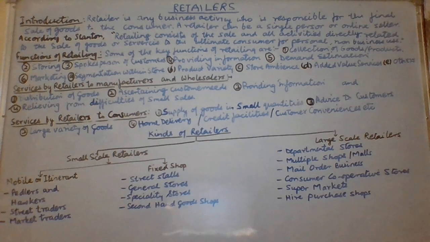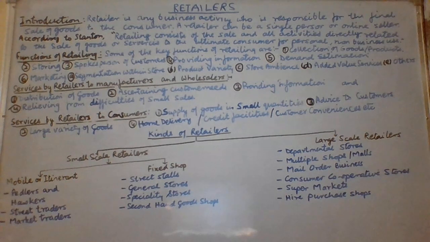Second is ascertaining customer needs. Retailers have direct contact with the customers. They help the wholesalers in ascertaining customer needs more accurately, because they are in direct touch with the customers, and they know the pulse of the customers, and they move it forward to the wholesalers, which is again moved to the manufacturers if certain changes are to be made, or there are certain problems with the product, or other things which are hampering the sales of the product. This is communicated to the wholesalers and to the manufacturer, so that the rectification, if required, can be done.